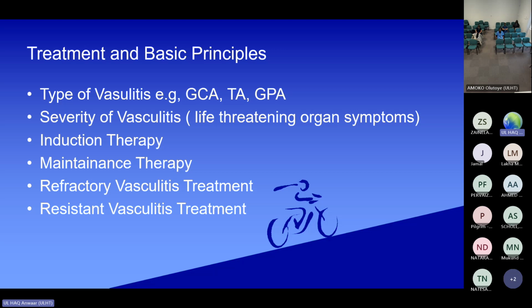The treatment depends on the type of vasculitis. Is it GCA? Is it Takayasu arteritis, or is it GPA, EGPA, MPO, or Behçet disease? It all depends on what type of vasculitis we have, so we will treat the patient depending on the vasculitis type. The severity of the vasculitis is also very important, and we discussed before that we must know how severe it is. Is it threatening the vital organs or not?